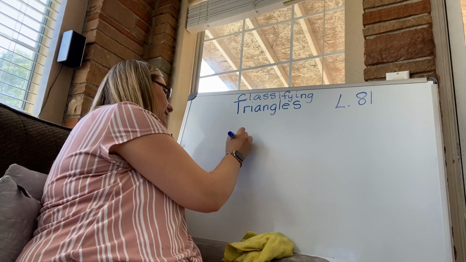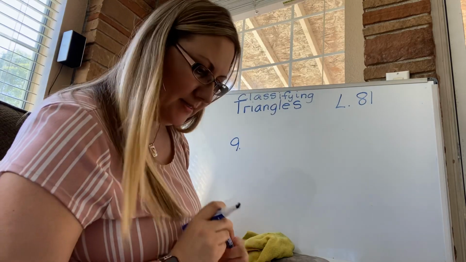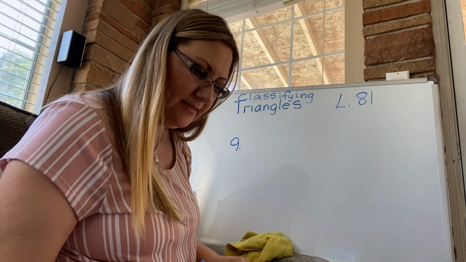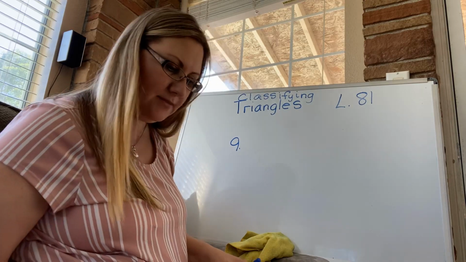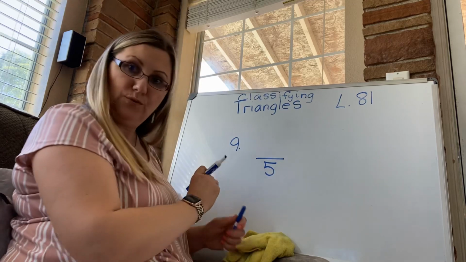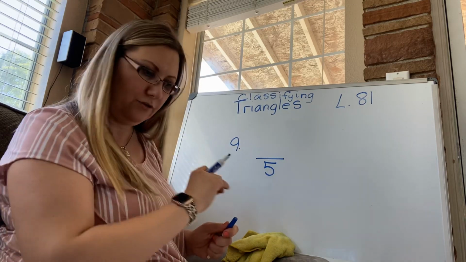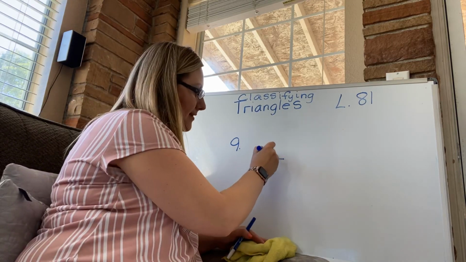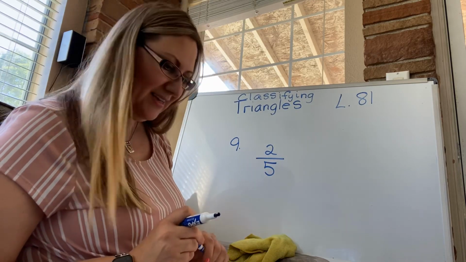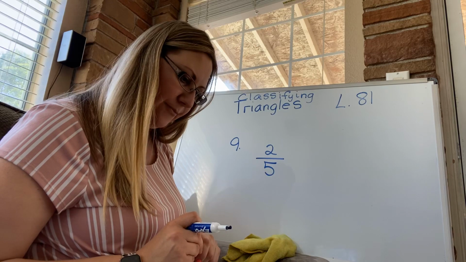And number 9 says, what fraction of the set of triangles is shaded. Okay, so here we see that there are 5 equal parts, 5 identical triangles, and we see that 2 of them are shaded. So 2/5 is our answer for that one.